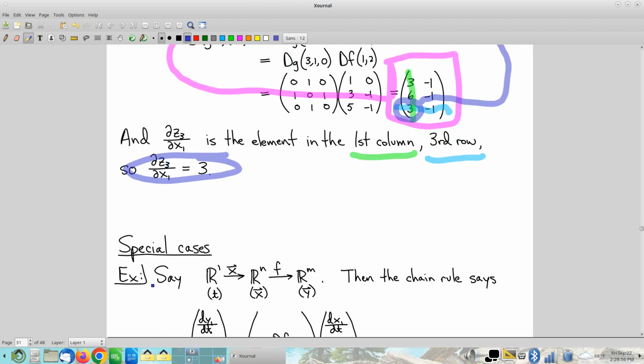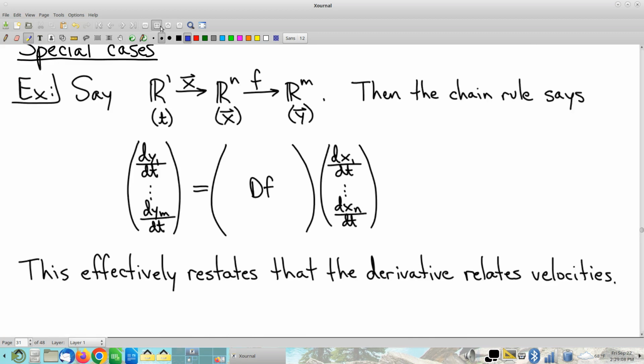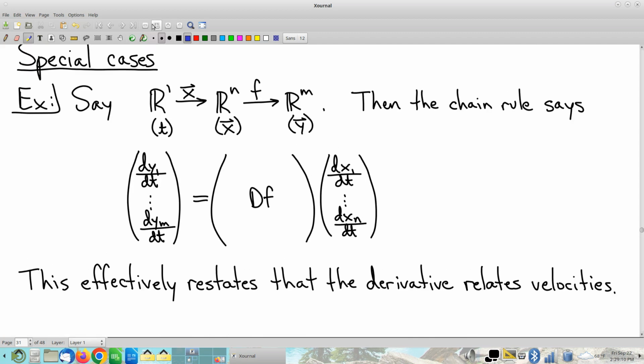Moving along. A couple of special cases. There's nothing particularly deep about these special cases, so I'm going to go through this a little on the quick side. In this first special case, let me enlarge. There we go. In this first special case, I'm composing two functions. What's special about it is, you may notice, there's only one input variable in this composition.